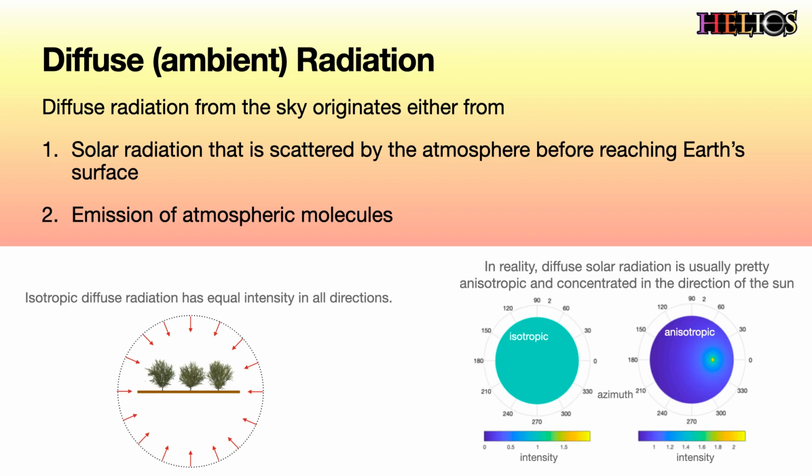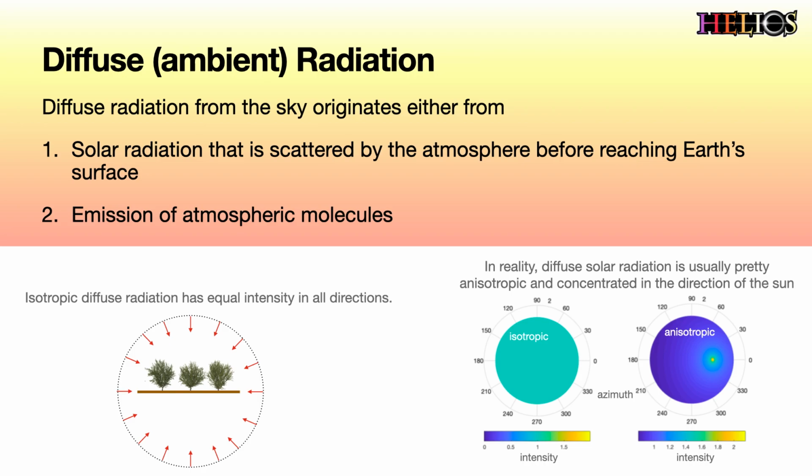By default, Helios assumes that the ambient radiation is isotropic, so that means it has equal intensity in all directions. If you were to take a horizontal surface and change its inclination, the diffuse flux would be the same regardless of its direction if we have this isotropic diffuse radiation. But we have the option to change that to specify some anisotropic distribution of the diffuse radiation.